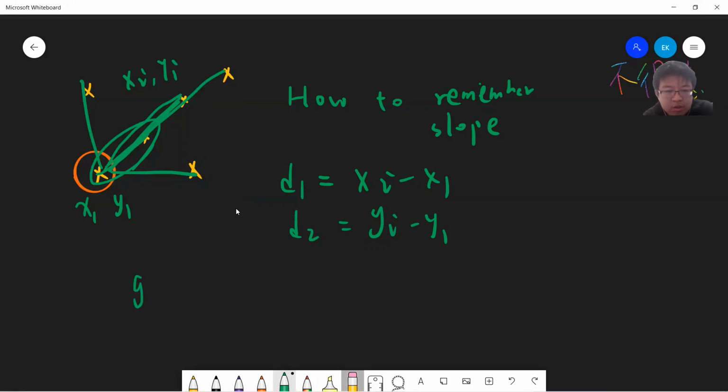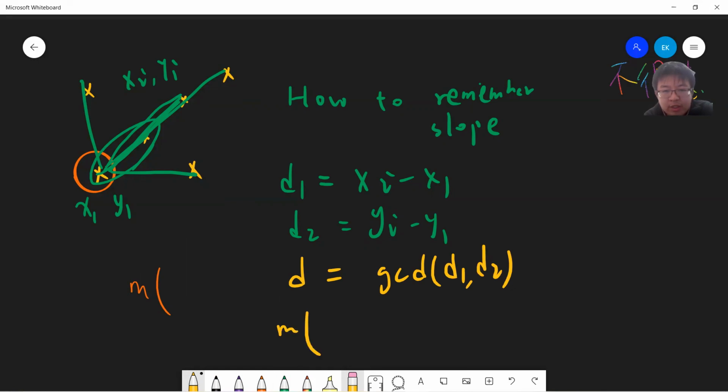So the naive way will be you create a dictionary and you just remember, let's say, d2 divided by d1, right? But this may cause some problem because there is a division here. So it may cause a lot of trouble, right? So one idea is that you calculate d to be the GCD of d1 and d2, and then you collect d1 divided by d and d2 divided by d as the keys.